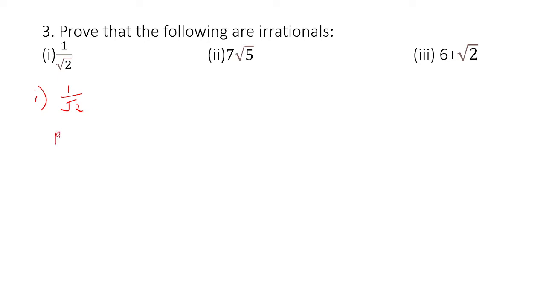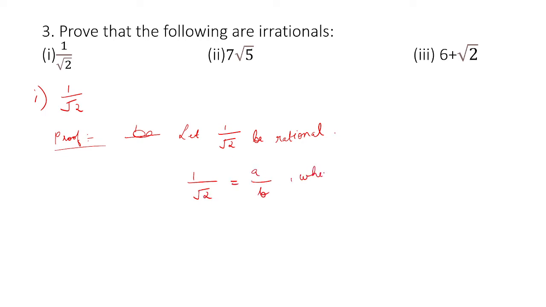So let us just say, we'll be doing this just the way we have done the previous question. So I'll say let 1 by root 2 be rational. Okay, so if it's rational, that means 1 by root 2 is actually in the form of a by b, where both a and b are integers, right? That is the definition of a rational number, right? Okay, so we're going to assume this.